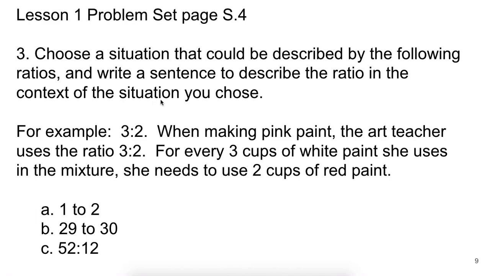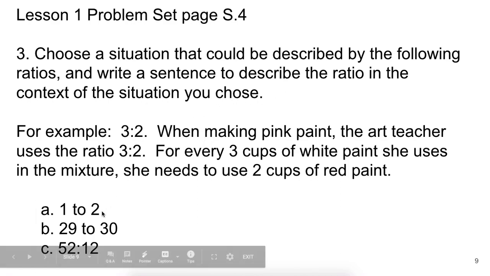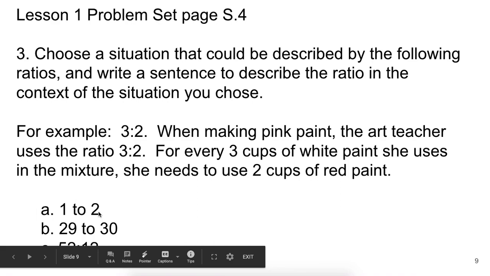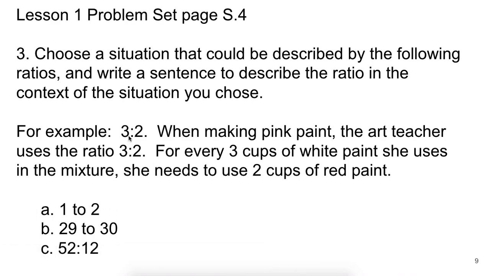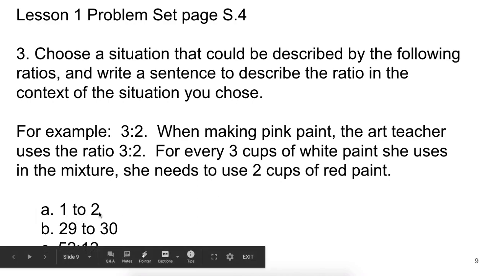Now this one says choose a situation you could describe by the following ratios and write a sentence to describe the ratio containing these. So you're going to pick these ratios and you're going to write a sentence. So example is if you had 3 to 2, when making a pink paint, the art teacher uses a ratio of 3 to 2. So for every 3 cups of white paint, she uses 2 cups of red paint. So you could look at the ratio of 1 to 2.